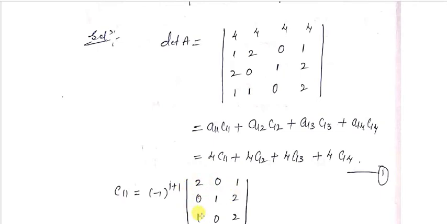How will we get this minor matrix? We are finding the cofactors of all the first row elements, so we have to delete the first row and first column to obtain the minor of 4, the first entry of the first row. The minor of this 4 is obtained by deleting the first row and first column, which is a 3 cross 3 matrix. Its determinant is the determinant of 2 0 1 0 1 2 1 0. It will be multiplied by minus 1 to the power 1 plus 1.